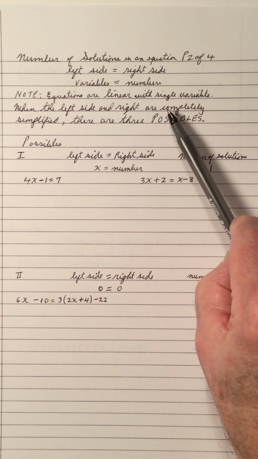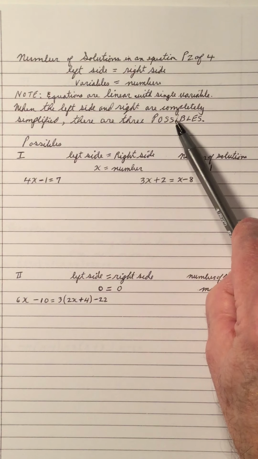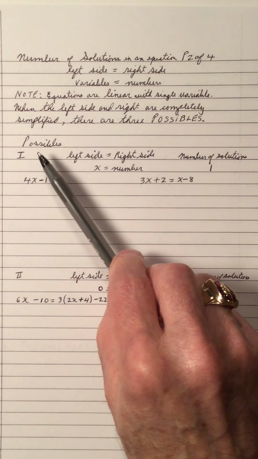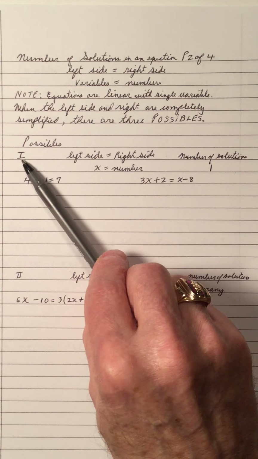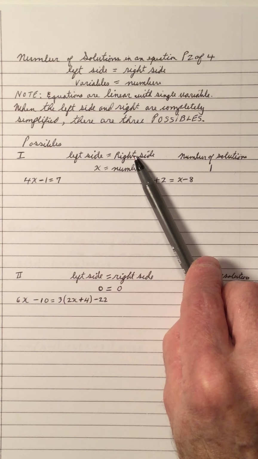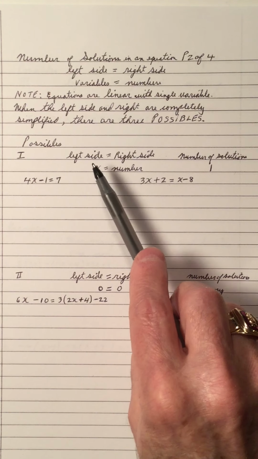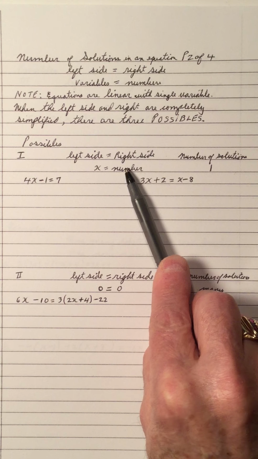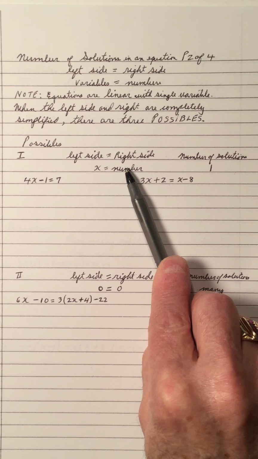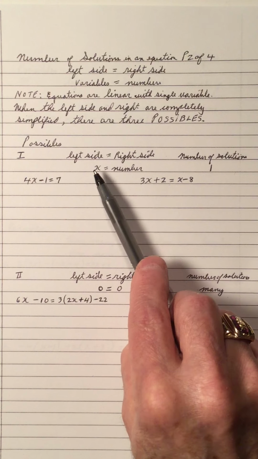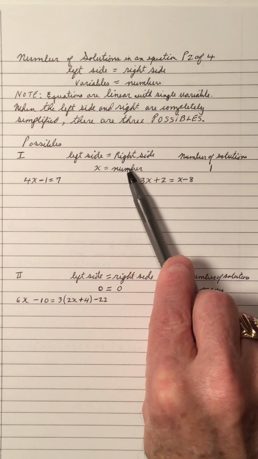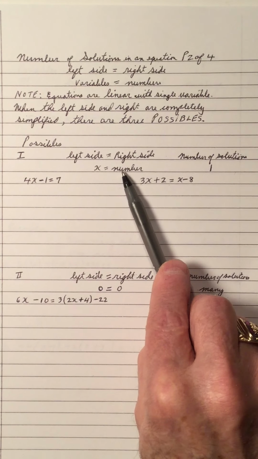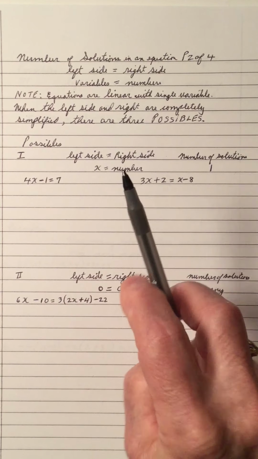When the left side and the right side are completely simplified, there are three possibilities when you solve a linear equation in one variable. Possibility number 1 is that we end up with x equals a number, like x equals 7, or x equals -2, or x equals a half. If you get this situation, you will have one solution because you only got one answer. That makes sense.